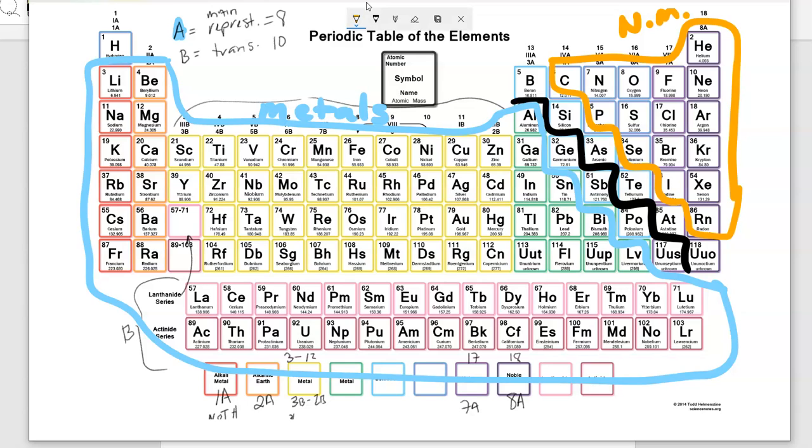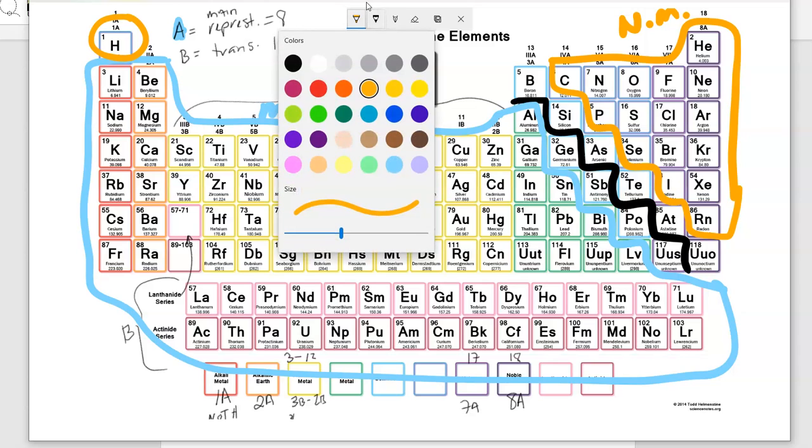But don't forget one very important element over here, Mr. Hydrogen. He is also a nonmetal. And we'll explain why he's in that first group when we get closer to valence electrons.